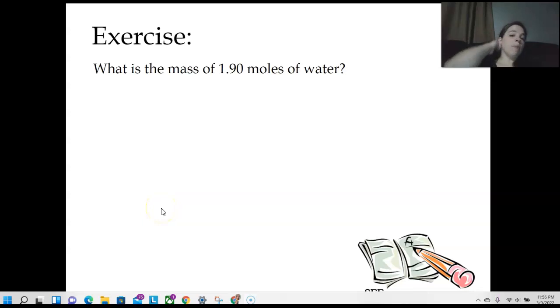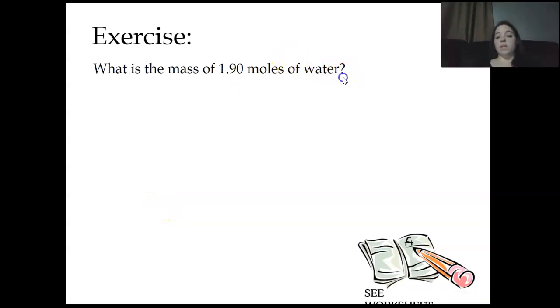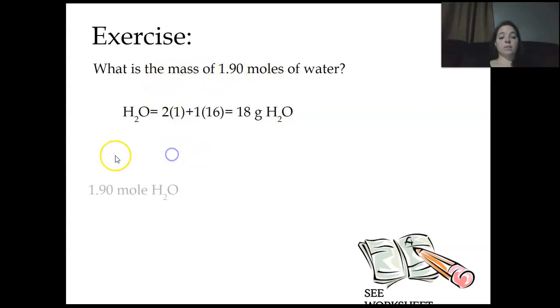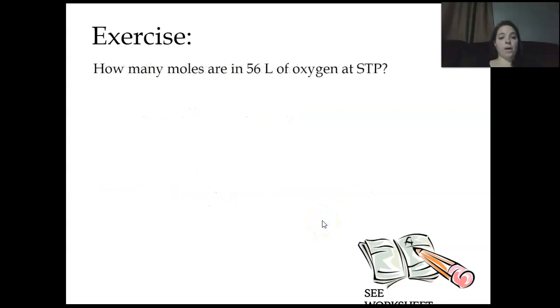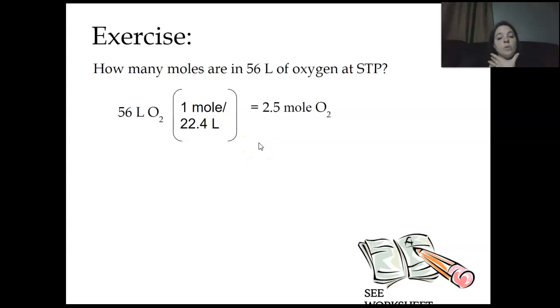All right, let's look at mass to moles. Gram formula mass of water is 18 grams. Again, you're multiplying the amount of the elements times their mass. I'm going from moles to mass. 1 mole on the bottom. Mass is 18 grams. I should get 34.2 grams of water. All right, moles into liters. Again, I'm given liters. I got to get to moles. So liters is going to be on the bottom, 22.4, 1 mole over it. Should get 2.5 moles of oxygen.